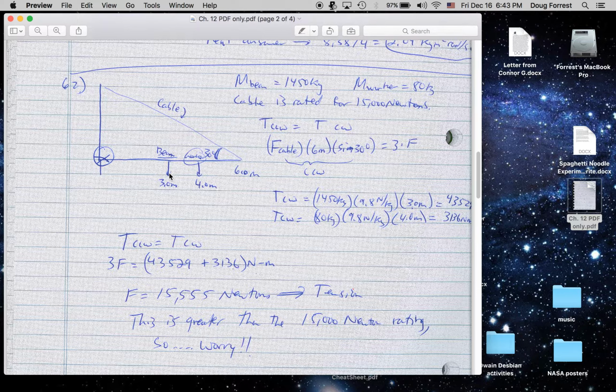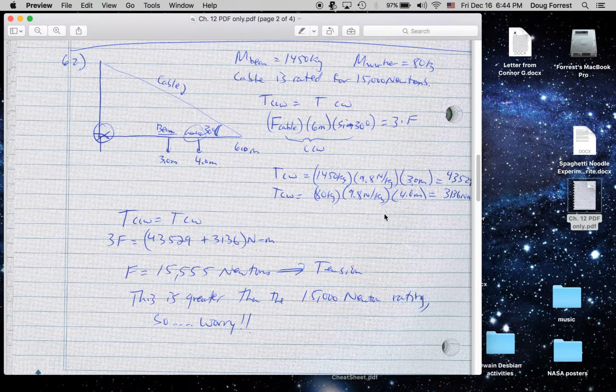So the beam has a weight down, 1,450 kilograms. The worker has 80 kilograms, and they're located a little further out. You do need to make sure it's in newtons because the tension of the cable is rated in newtons. So we've got to multiply everything by 9.8. Clockwise torque was 4,352, I think. And that seems like that might be 43,000, 520 newton meters, and then 3136 for just the person themselves. Yep, so that ends up being a total of around 46,000, 47,000, and it's 3F is the torque clockwise.